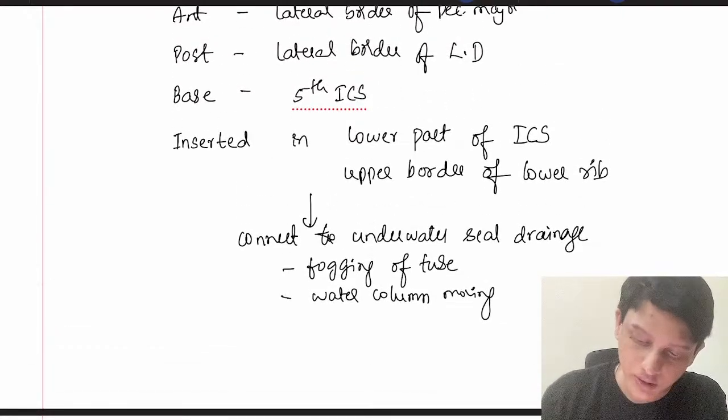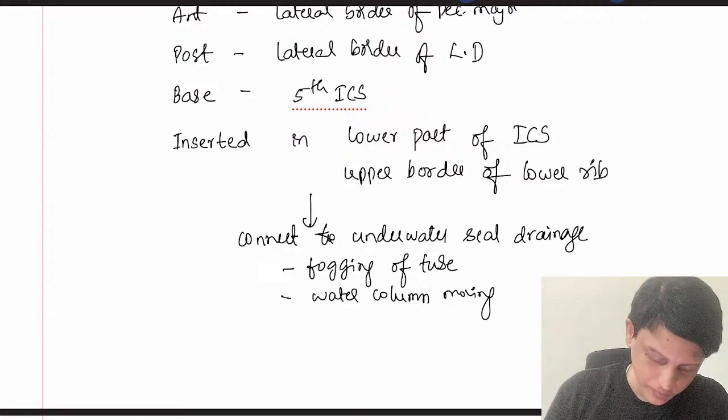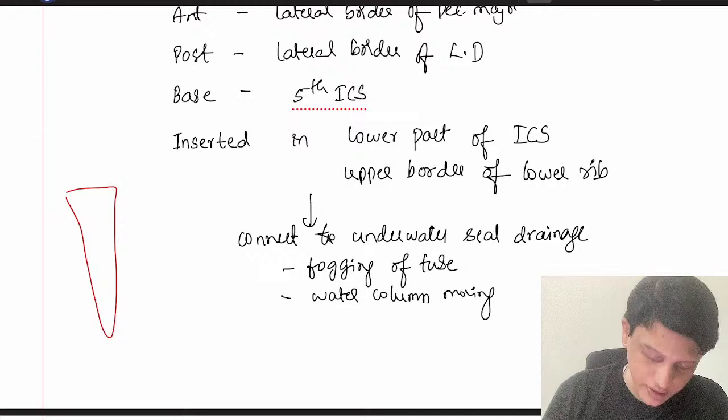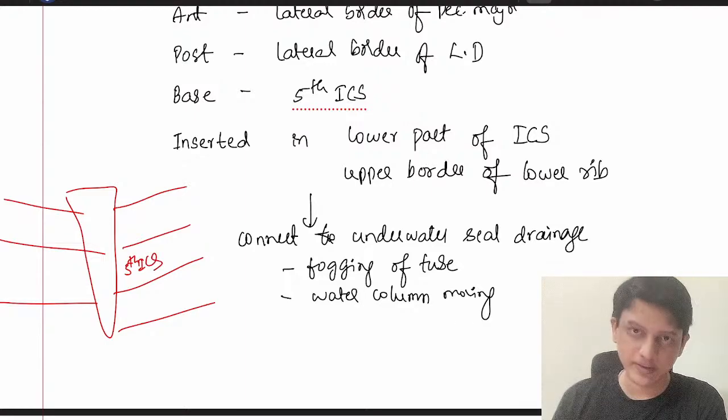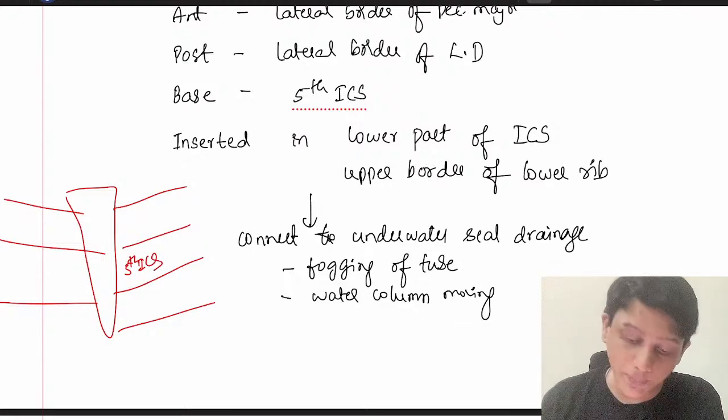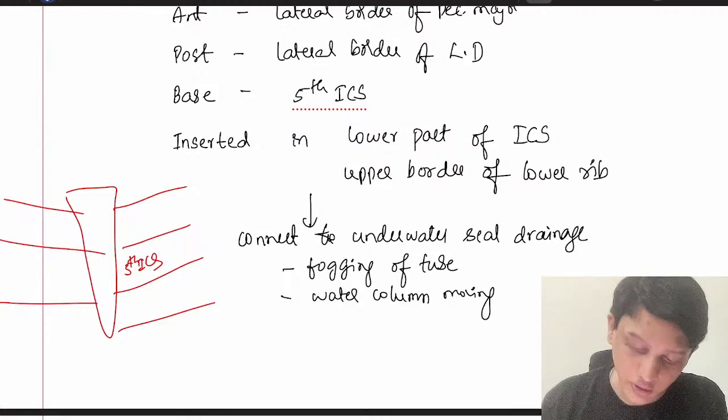See, this is the sternum, and these are the ribs, right? These are the ribs connected here, and you have to put it in almost the fifth intercostal space. Fifth intercostal space. Where to put it in this fifth intercostal space? It should be the lower part of the intercostal space, or the upper border of the lower rib.